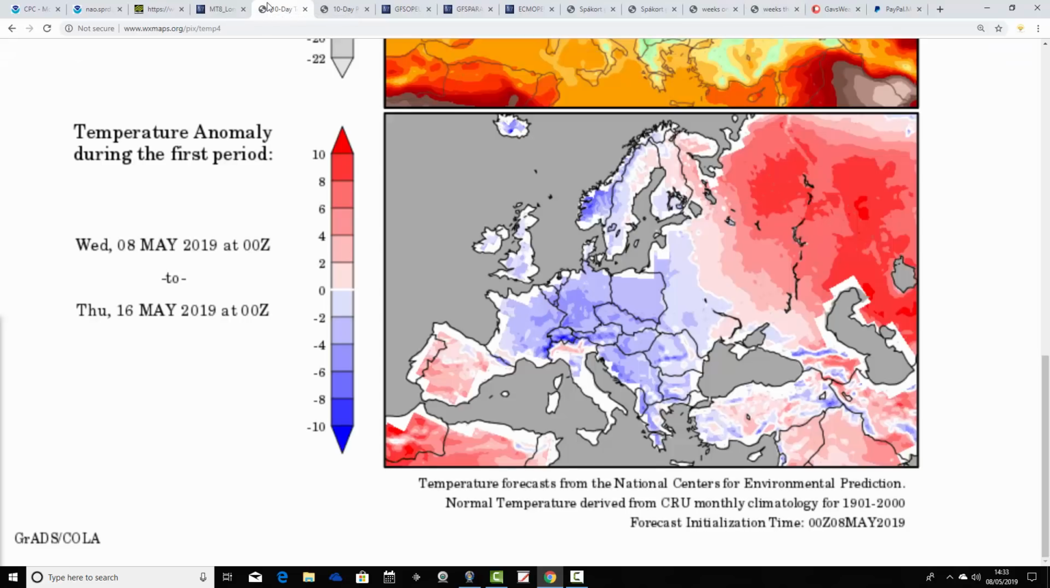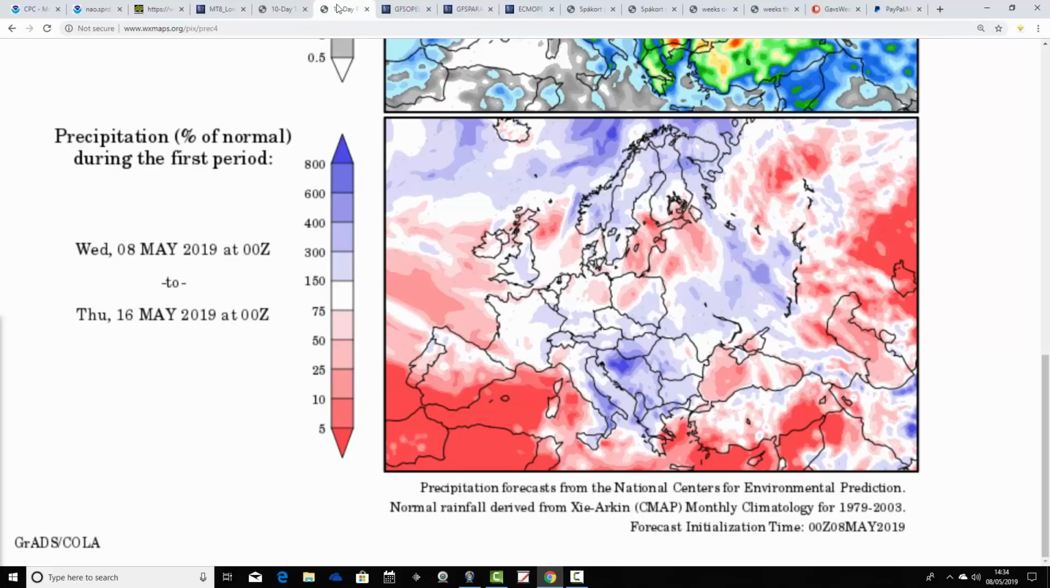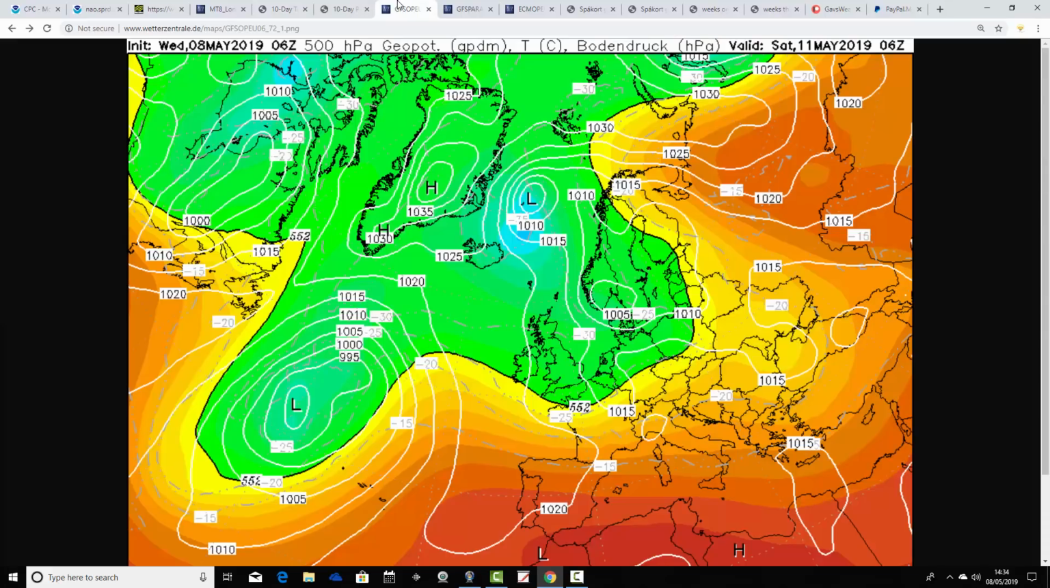Temperature anomalies from the 8th to the 16th of May, below average for the UK, for Ireland, and for most parts of Europe as well. Another pretty cold week coming up from the 8th through to the 16th of May, with below average temperature anomalies for most places, except for Spain and Portugal. Looks warmer than average just there. Precipitation anomalies, a little bit above average for England and Wales, a little bit drier than average for Scotland and Northern Ireland. I'd expect these to trend drier over the next few days, and the temperature anomaly chart should be trending warmer, I would have thought.